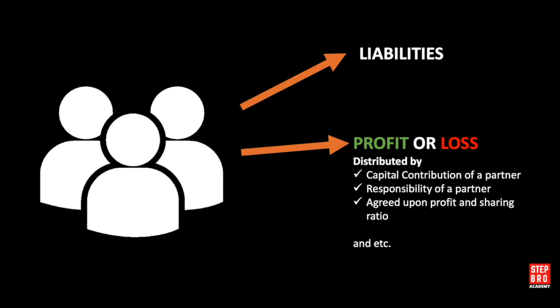The profit and loss distribution can be based on the capital contribution of each partner or the amount of responsibility they hold in the business. This could also be distributed equally or however the partners agreed to split the profits and losses. Each partner has different roles and different responsibilities that come with these roles depending on what type of partner they are in the company.